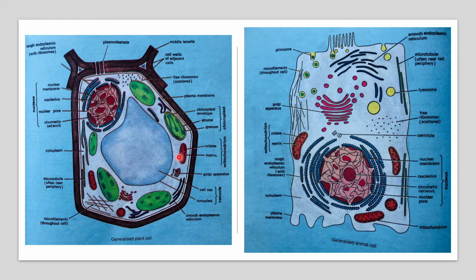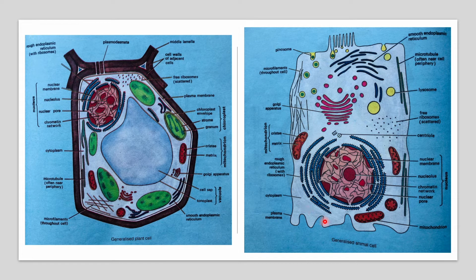Then the cell wall is present in the plant cell. Here the cell wall is present in the plant cell, but cell wall is absent in the animal cell. The cell wall is discovered by Robert Hooke. Then the plasma membrane is present in both the plant and animal cell. Here this is the lining of plasma membrane in plant cell, and this is the outer lining of the animal cell, the plasma membrane.